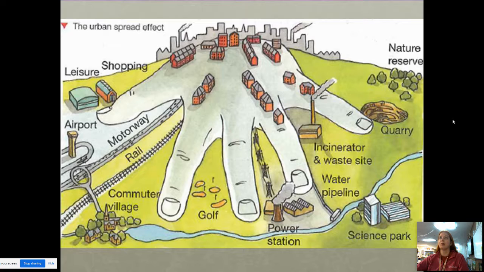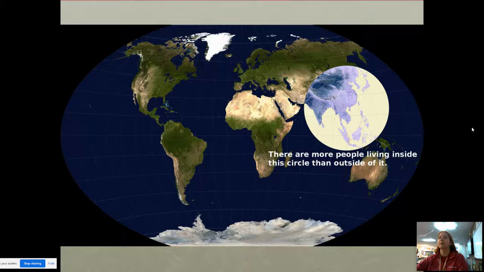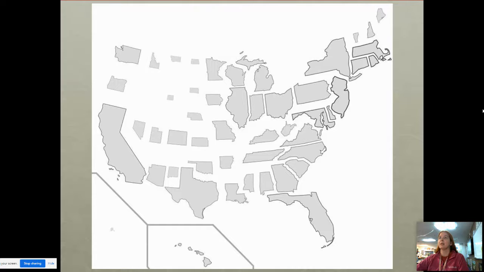Another thing talking about urban spread. So you start little and then you're going out for shopping and fun, the airport, maybe a commuter village, got to get your golf in there, and other things. There are more people living inside this circle than there are outside of this circle. It's kind of nifty. Here are all of the states in proportion to how many people they have living in them. So you can almost barely see Alaska.